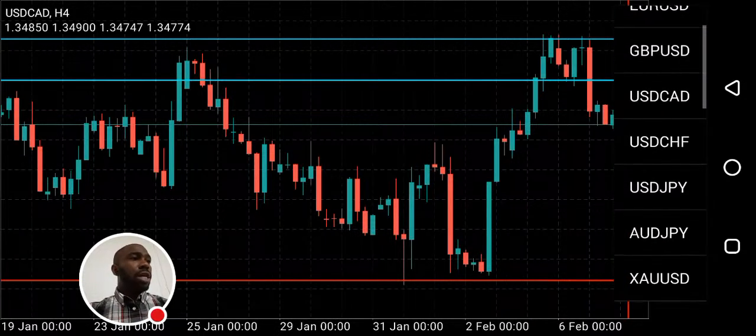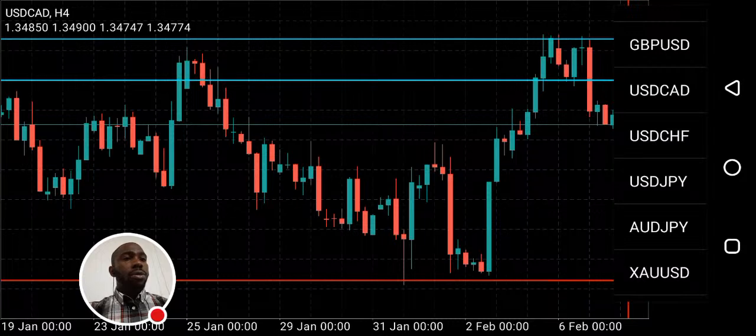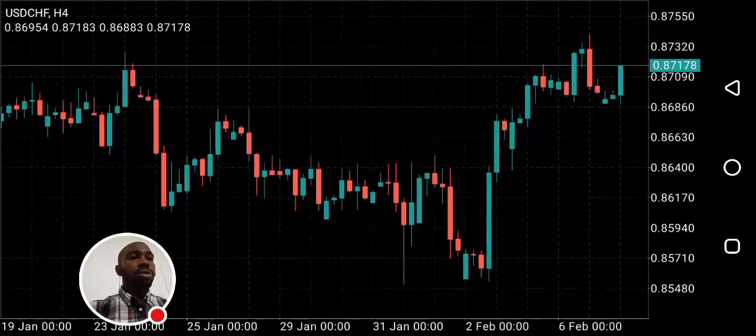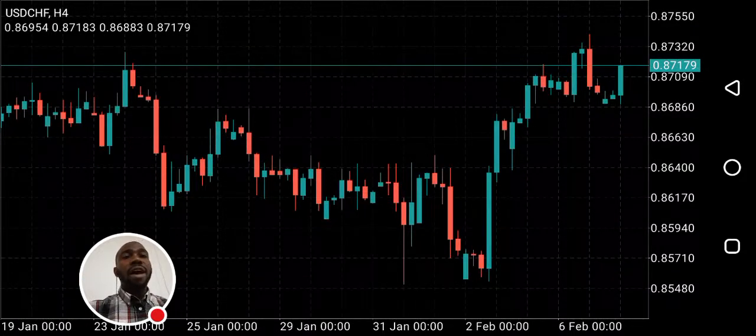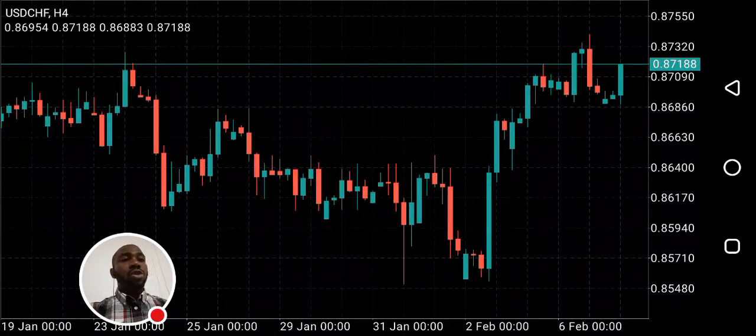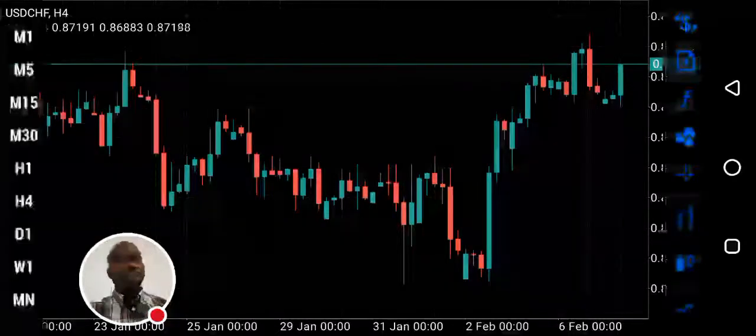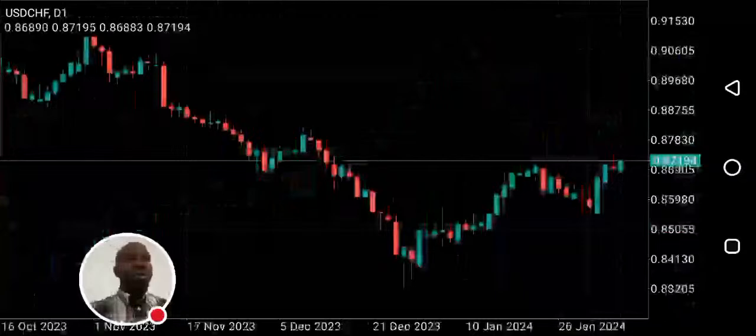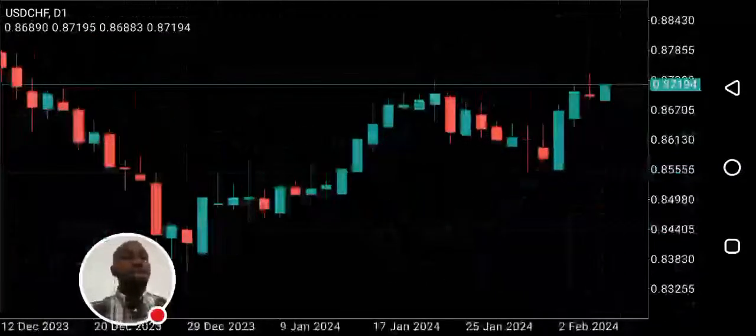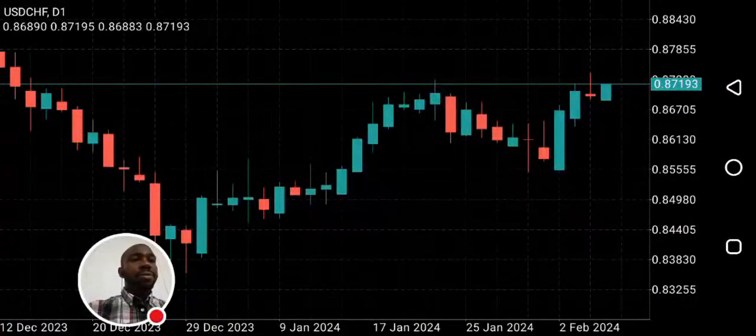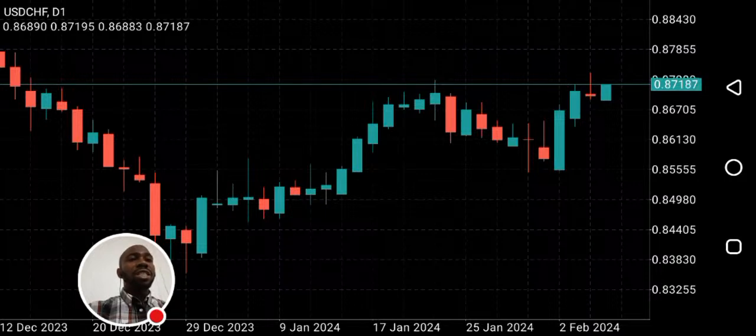Which other pair should we look at? USD CHF should be bearish also. You can see the pattern we have on USD CAD is similar to what we have on USD CHF. Okay, so my bias on USD CHF is bearish. Let's start with the daily time frame. Yesterday's candle, as you can see, closed as a doji, and that indicates a change in trend from bullish to bearish.